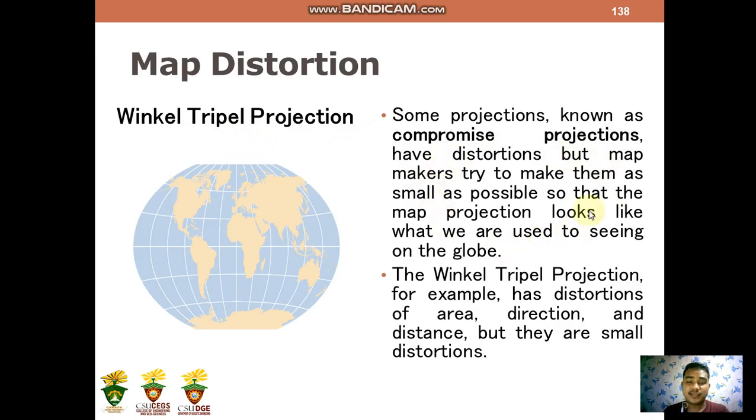Based on its definition, there is distortion, of course. But the mapmaker makes the distortion as small as it can so that it looks like the globe. The Winkel tripel projection, for example, has distortion in area, direction, and distance, but they are small distortions. The mapmakers manipulate it so that the distortion is lower, down to a negligible level.